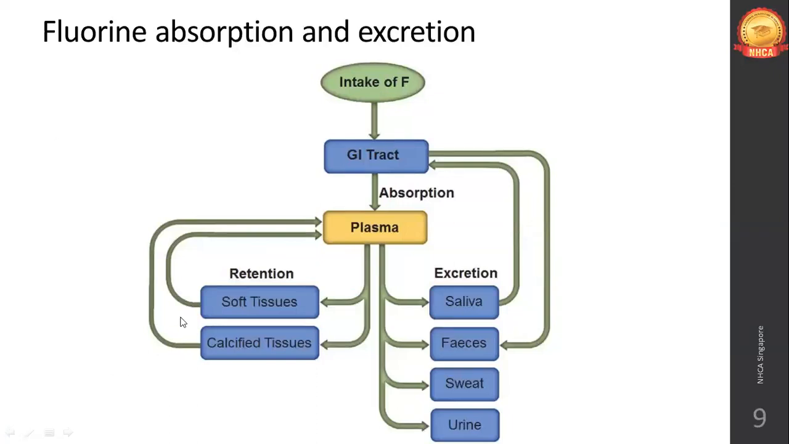So excess fluorine will be excreted through feces, sweat, saliva, and, if it is a lactating mother, through breast milk. And the main route of getting rid of excess fluorine is through urination. When fluorine is stored within the body for a certain length of time, it can be stored in the soft tissues as well as in the calcified tissues, that is, the skeletal system.